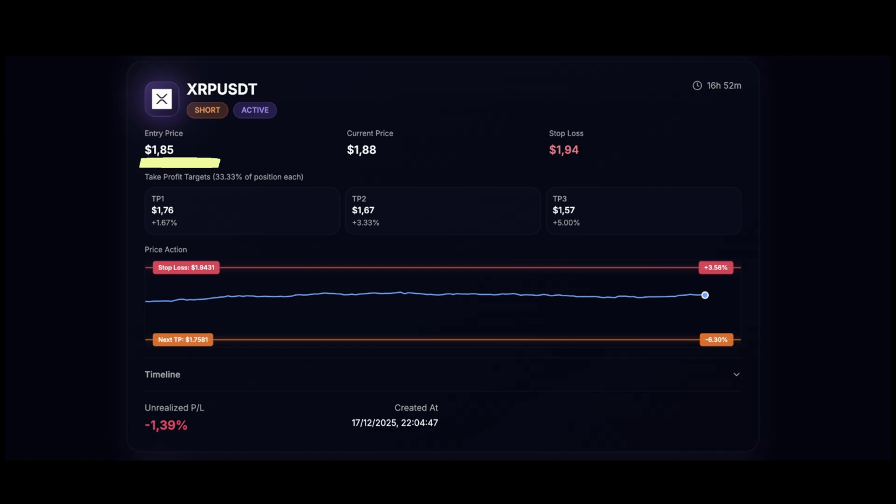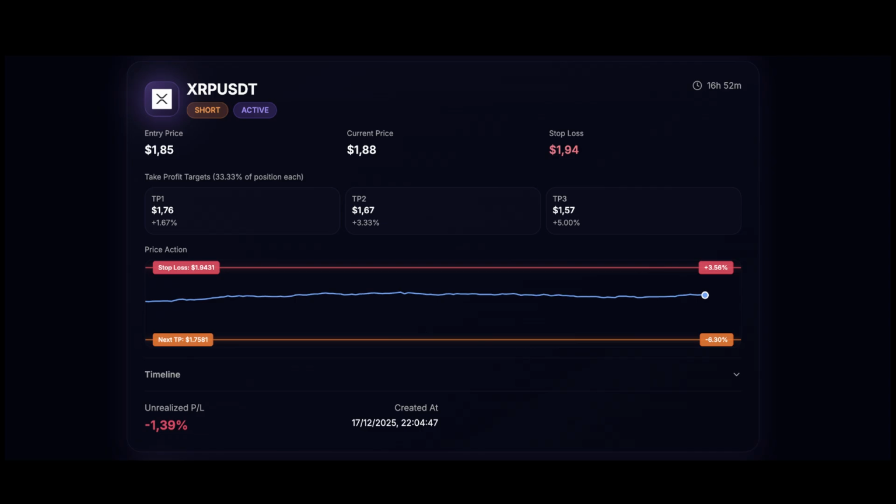The entry price is the price level where the algorithm opens the trade. This price becomes the reference point for profit calculations, risk management, take profit targets, and stop loss placement. All performance metrics are measured relative to the entry price.